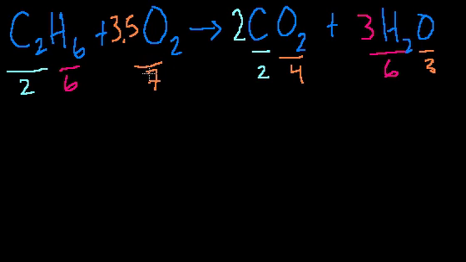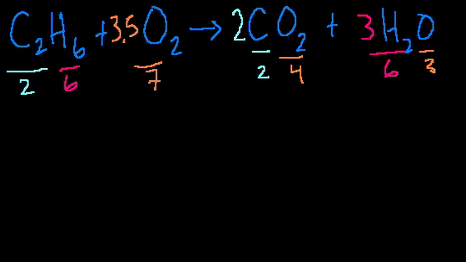4 plus 3, and then 7 here. 2 carbons, and then 6 hydrogens. And I'm almost done, except for the fact that you can't have fractions of molecules. So what you do is just multiply both sides of this equation by 2 or 3 or whatever you need to multiply it to get rid of the fraction.